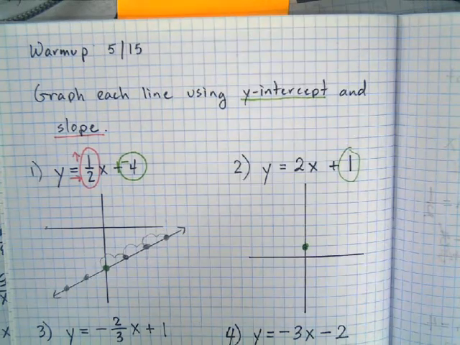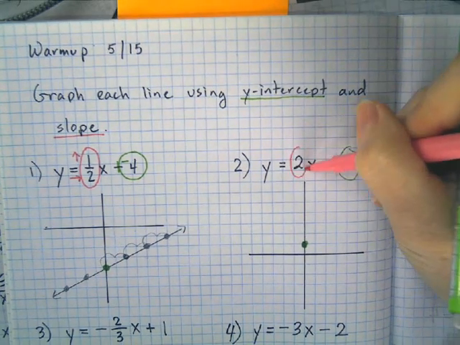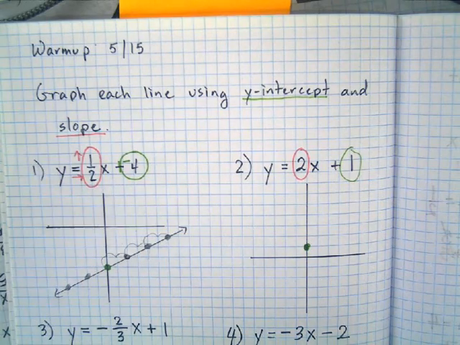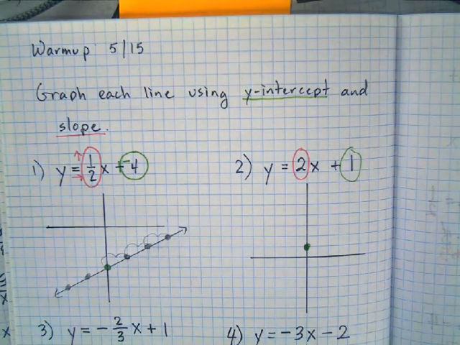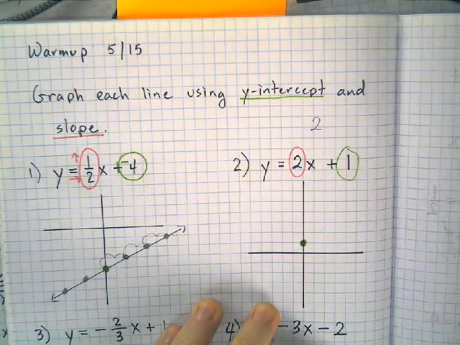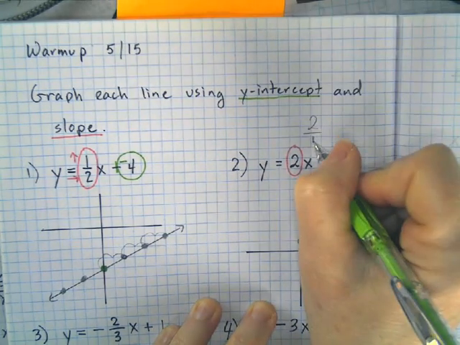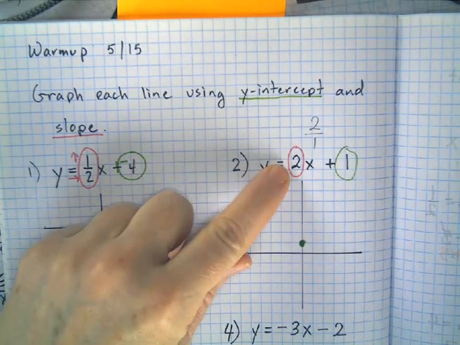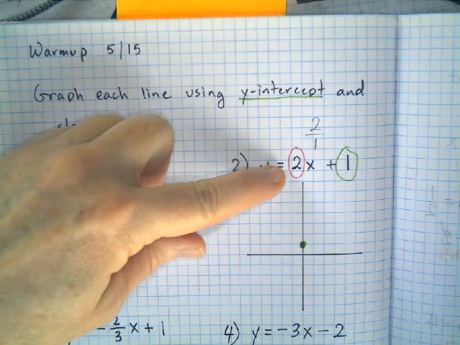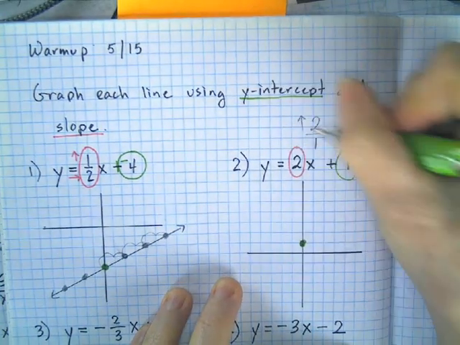Now my slope is the number with the x. Here's my slope. But we've got a little problem here. I don't see a rise and a run. So we have to change our slope into a fraction. To change a whole number to a fraction, you just put it over 1. Bam, just like that. 2 is the same thing as 2 divided by 1. 2 divided by 1 is 2. So now I have my rise, and I have my run.